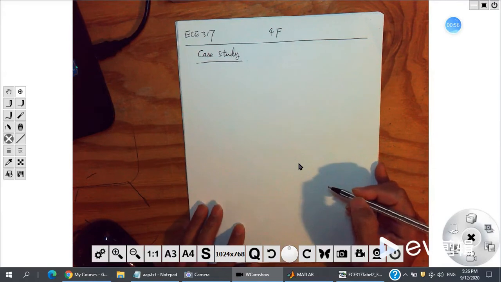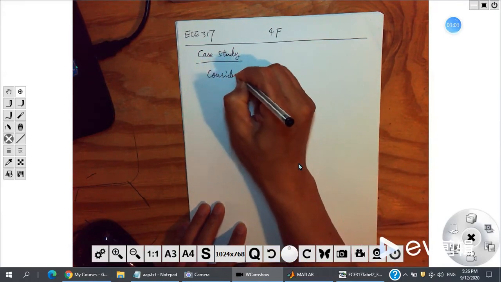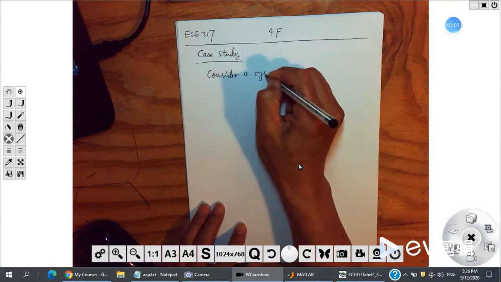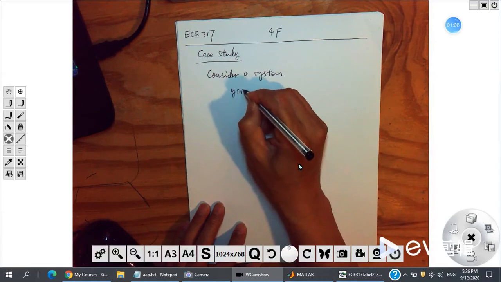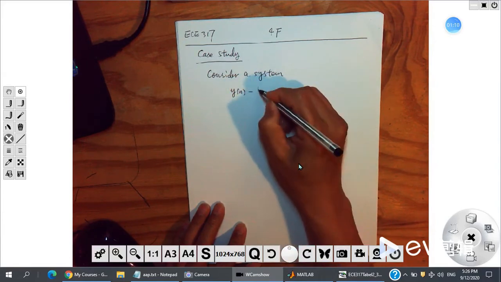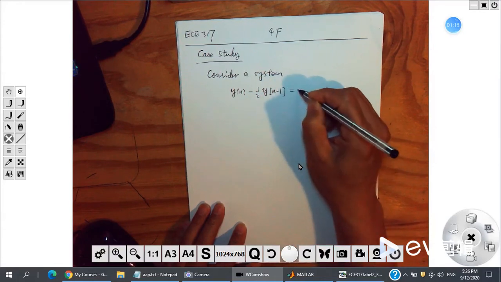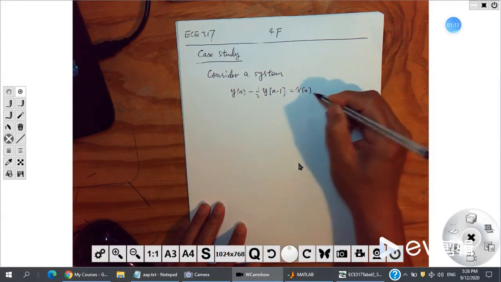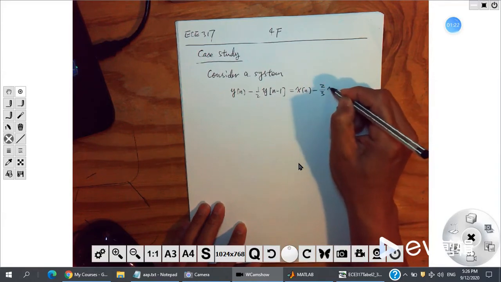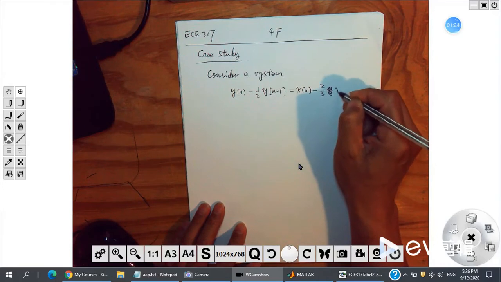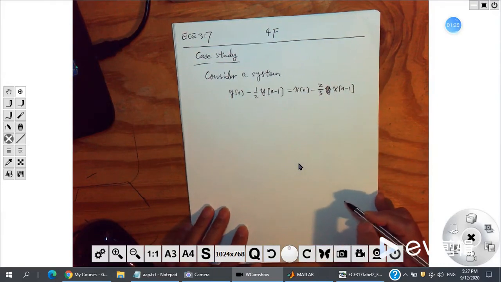We consider a system which is y of n minus 1/2 y of n minus 1 equal to x of n minus 2/3 x of n minus 1. Okay, so this is a system, right? This is an LTI system.